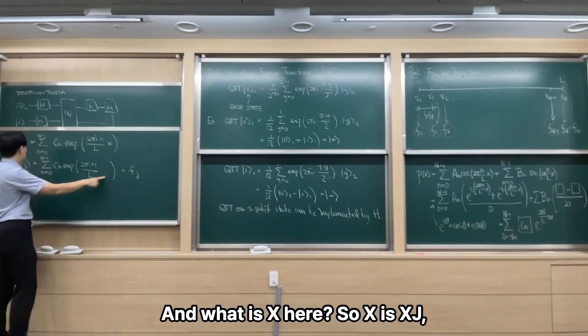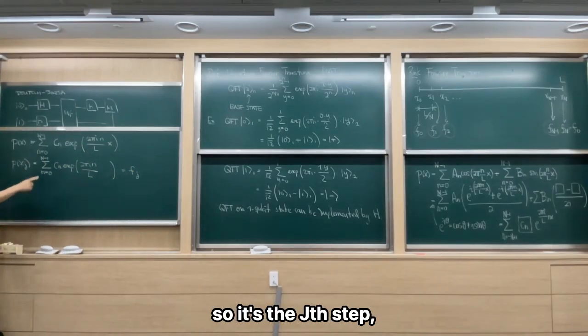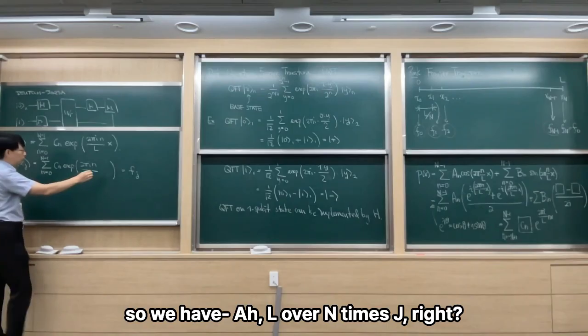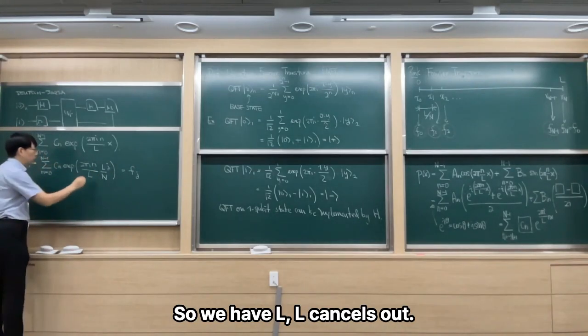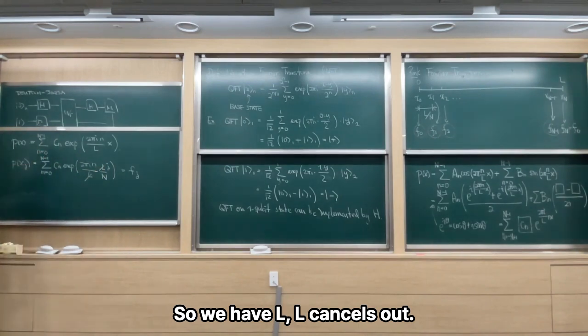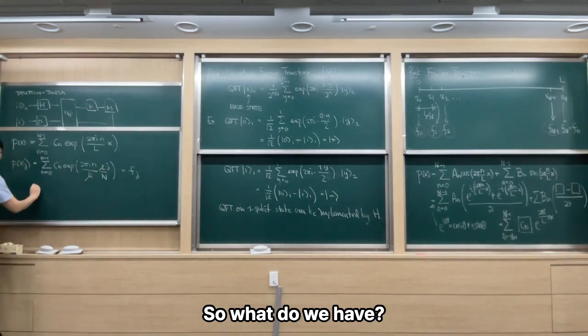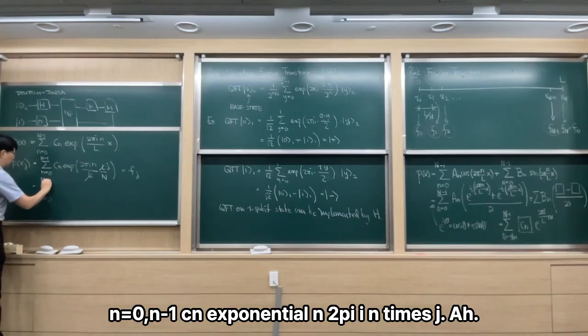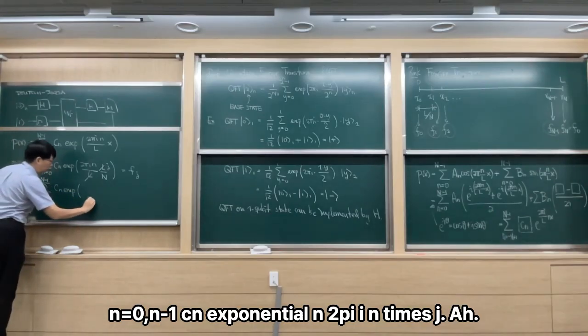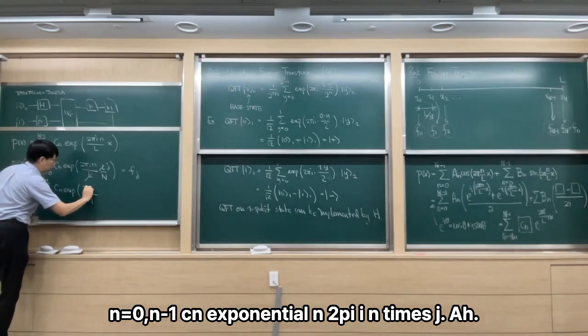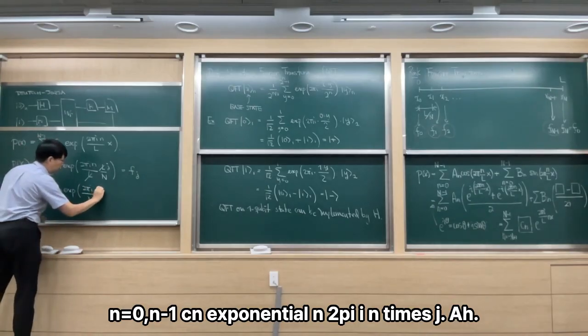So cn exponential 2 pi i n x over L equals fj. And what is x here? x is xj, the jth step, so we have L over n times j. Right? So L cancels out. What do we have? The sum from n equals 0 to n minus 1 of cn exponential 2 pi i n times j over n.